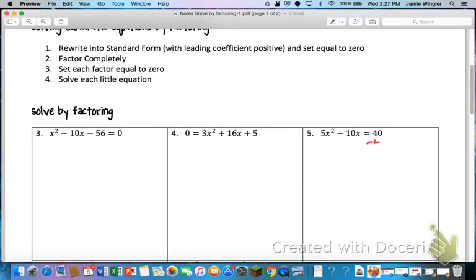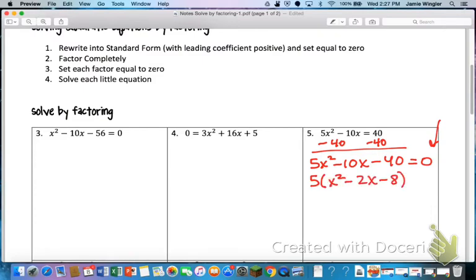You have to subtract 40 from both sides. You're left with 5x squared minus 10x minus 40 equals 0. Remember, you have to have it equal to 0 before you can start. Now, we can factor a 5 out of here, which leaves us with x squared minus 2x minus 8. Since the 5 doesn't have an x with it, we can ignore it, and we can factor x squared minus 2x minus 8. Looking at the x squared and the -8, x squared splits up x and x.